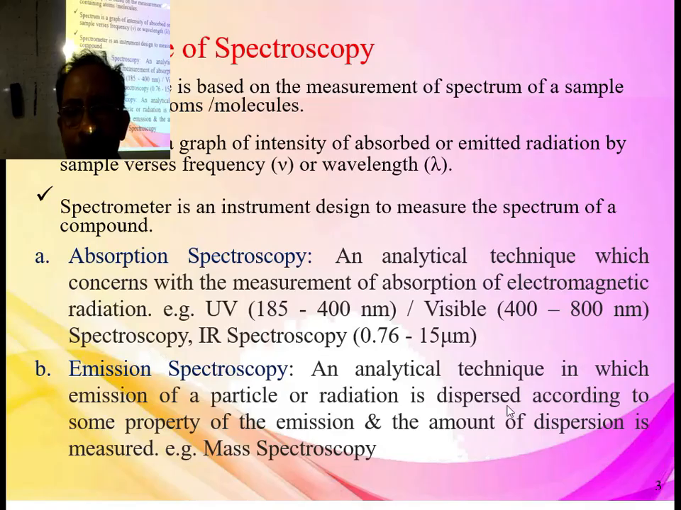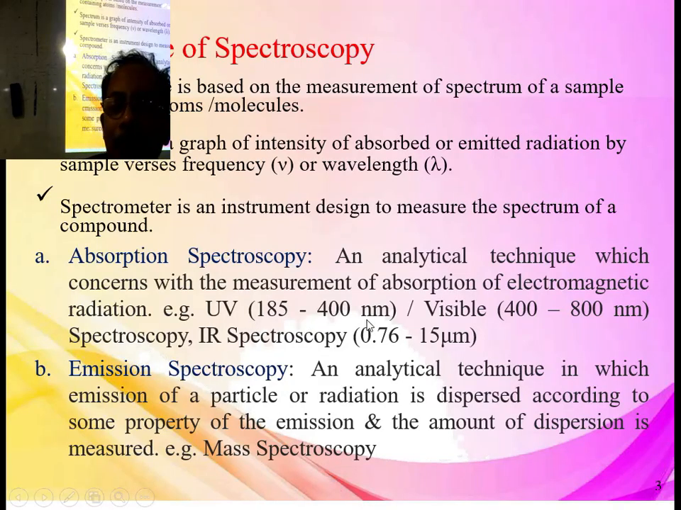Now what are the ranges? 185 to 400 nanometer is called UV. Visible is 400 to 800 nanometer. These two are the major ranges here, because we are discussing UV visible spectrophotometry. So the UV region is 185 to 400, and the visible region is 400 to 800 nanometer.